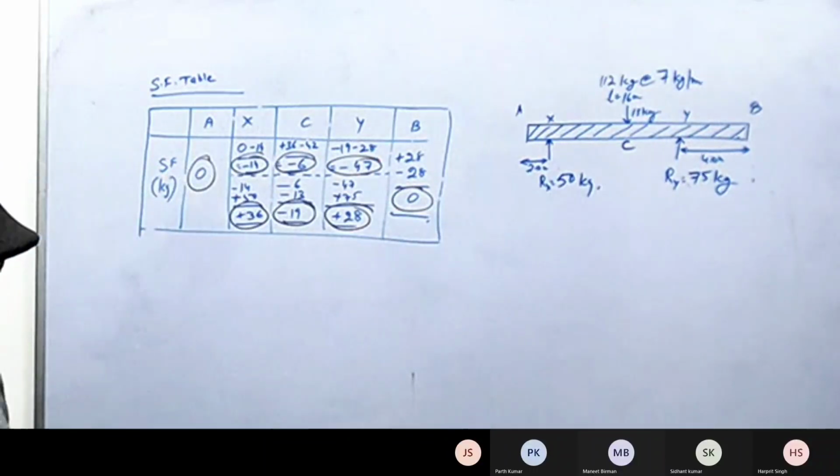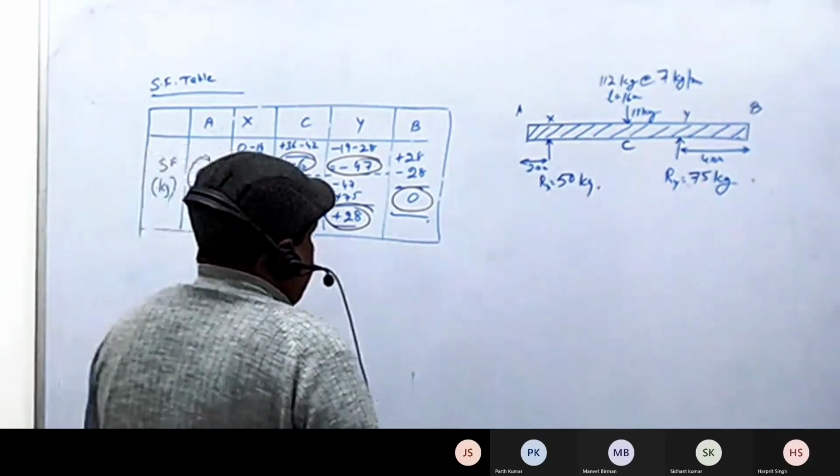These are the shearing force values for plotting, correct? Yes, sir. Correct, sir. X, C, and Y to be divided into two parts. A and B, no need to divide. So now we make the shearing force diagram.